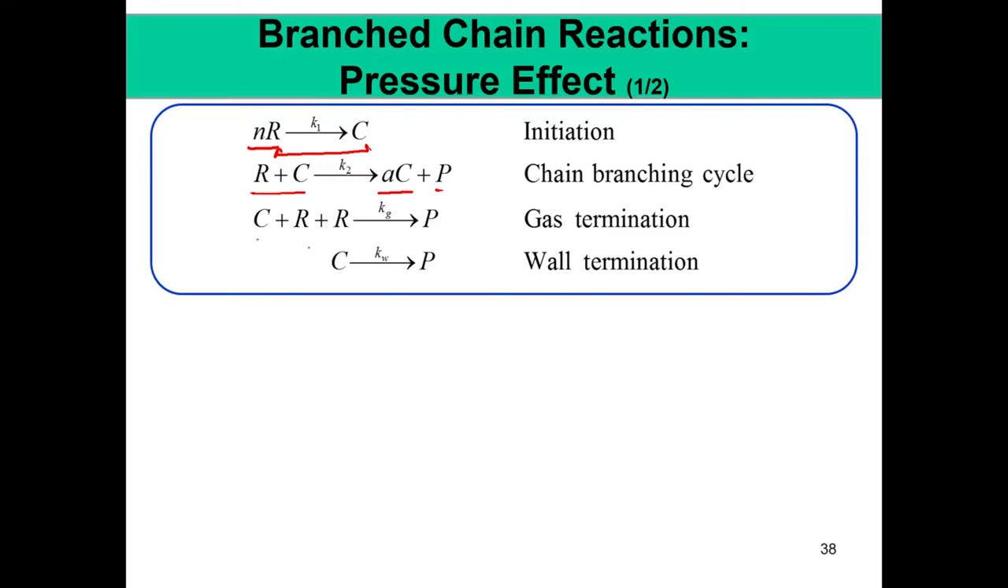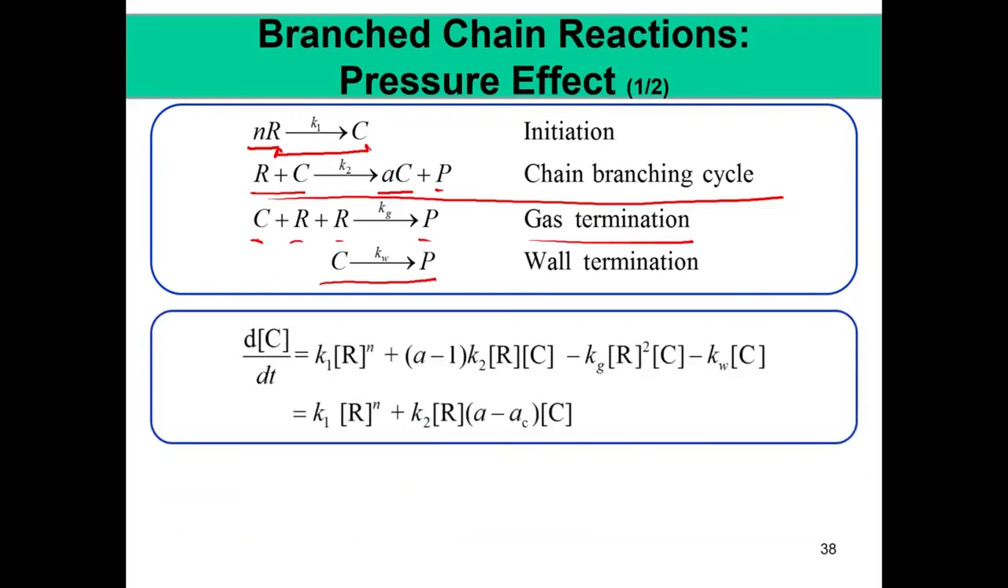Then this chain carrier C attacks R plus R plus R and basically forms products. So, you see that C is now absorbed to form the product, that is why it is gas termination, and the previous is the chain branching cycle. Then this C can also go and hit a wall and get deactivated, and that is the wall termination. Now, we can write down the full thing.